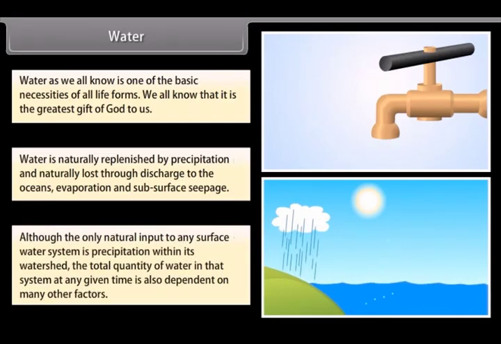Although the only natural input to any surface water system is precipitation within its watershed, the total quantity of water in that system at any given time is also dependent on many other factors.